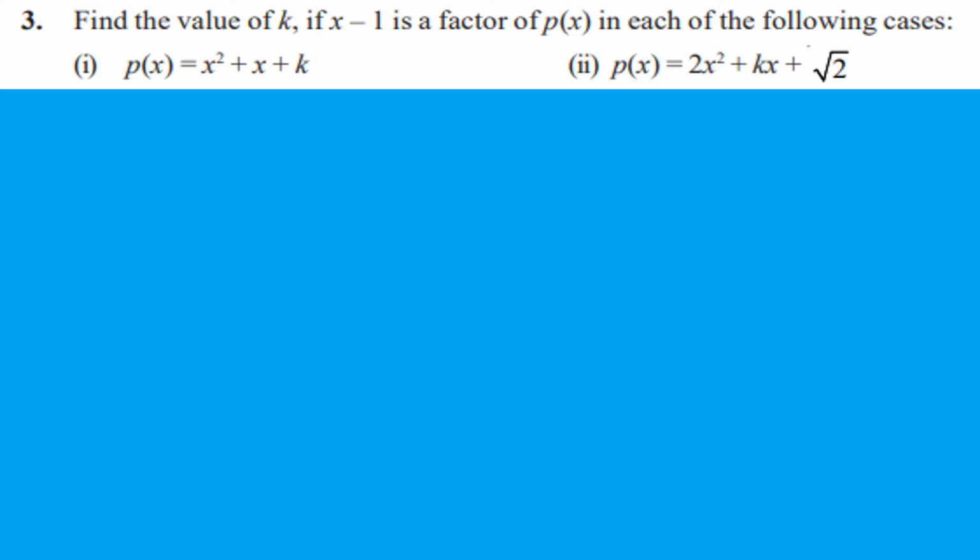Now let's see question number 3. Question number 3 is: find the value of k if x minus 1 is a factor of p(x) in each of the following cases. So basically what we have to do in this question, polynomial p(x) is given and it is given that x minus 1 is a factor.